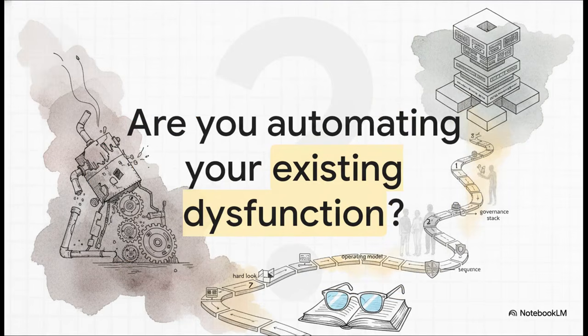So, I want to leave you with this structural challenge. Are you actually engineering structural coherence? Or are you simply using technology to hyper-automate your existing dysfunction? Before you commission your next major initiative, take a hard, clinical look at your operating model. Avoid the improvement theater, build your governance stack, and sequence your changes deliberately.